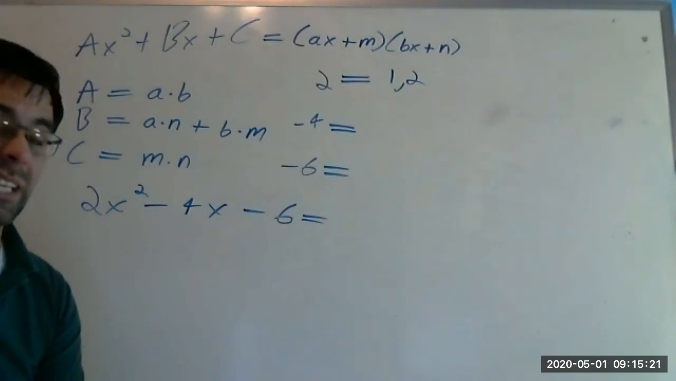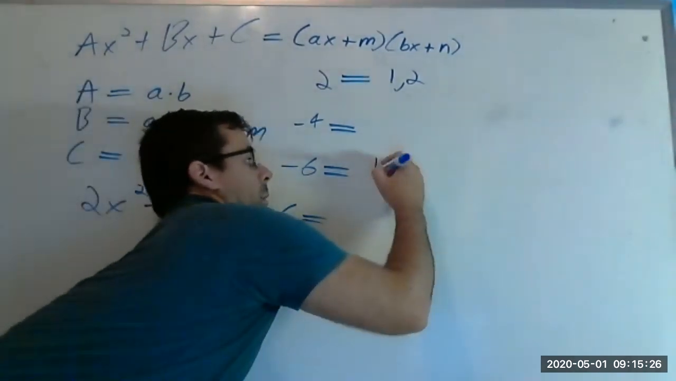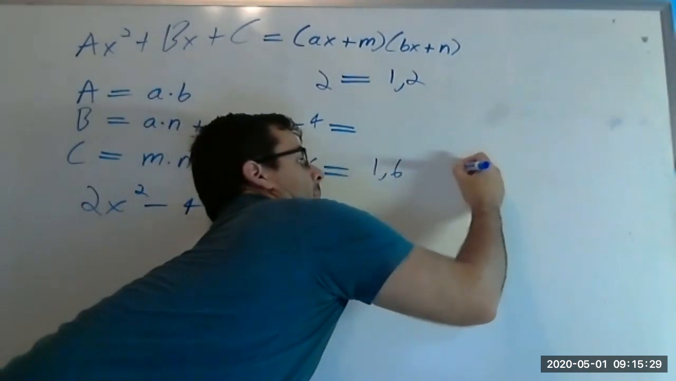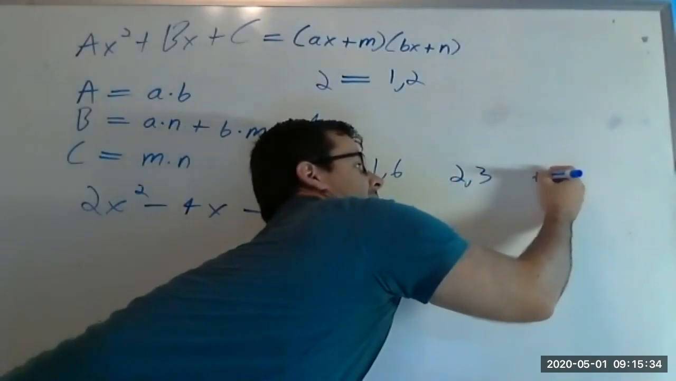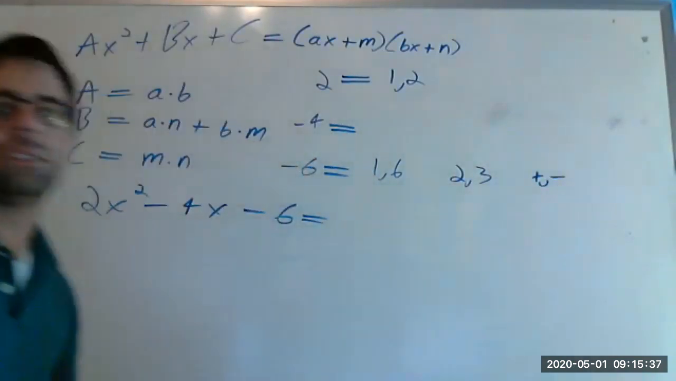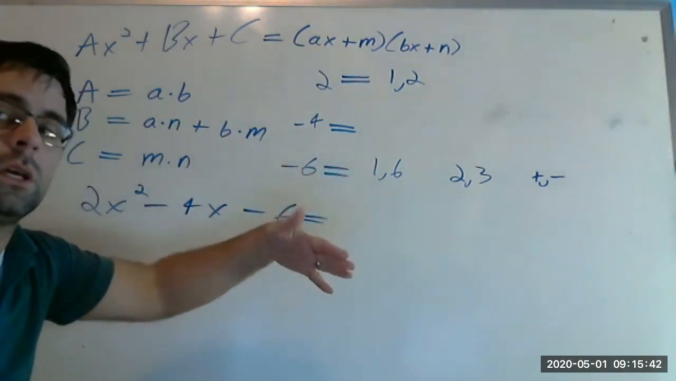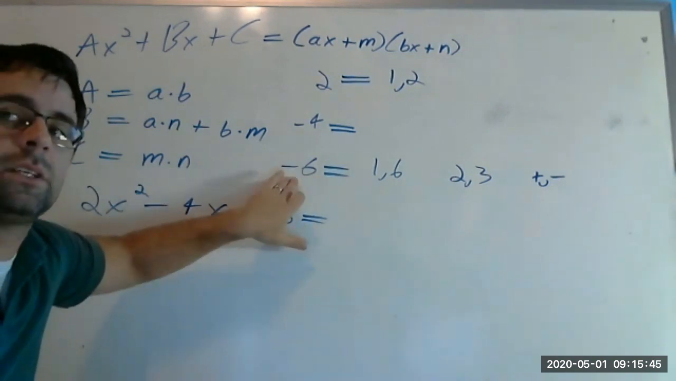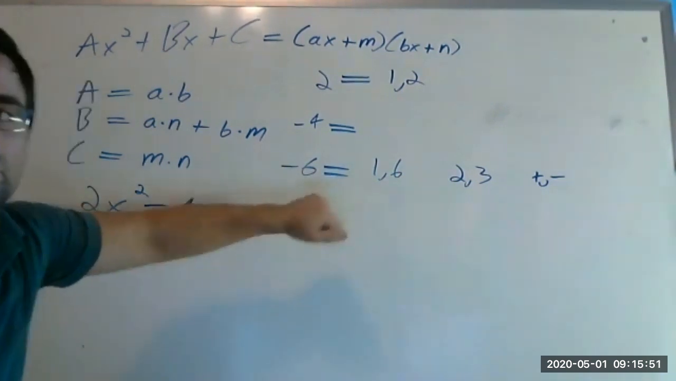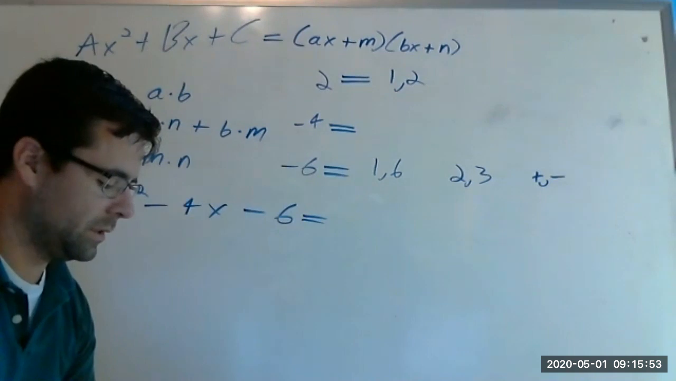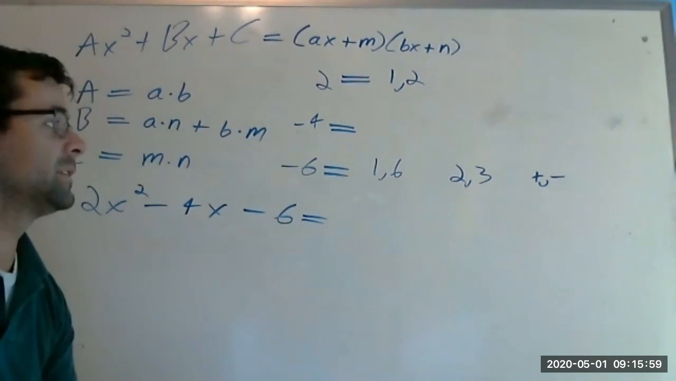What are the factors of 6? First off, 1 and 6, and 3 and 2. What we do for the negative is we say one of these is positive and one of them is negative, because we don't know which one yet. But if this was +6, then either these are both positive or both negative, because if you multiply 2 negatives together, you get a positive. But since it's negative, that means one is negative and one is positive.